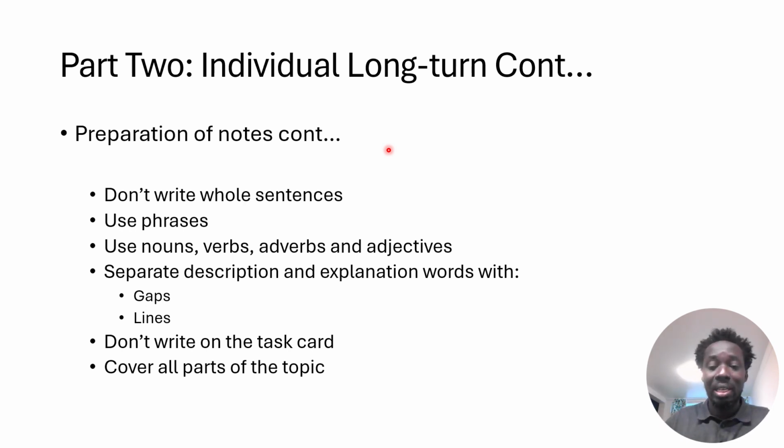Or you can use lines or strokes to separate them. I'm going to show you a sample. Don't write on the task card. If it is a situation where they hand you a task card, don't write on the task card. They don't want you to write on the task card. That is why they have given you a separate piece of paper. So use that one instead. And then as much as possible, cover all parts of the topics. Make sure you provide responses to all the prompts or questions on the task card.